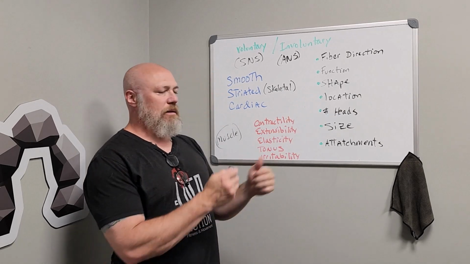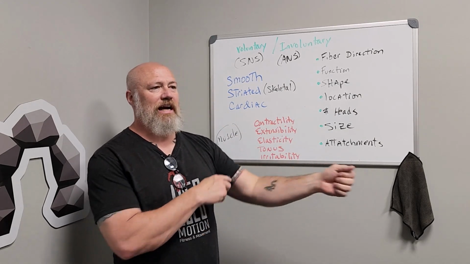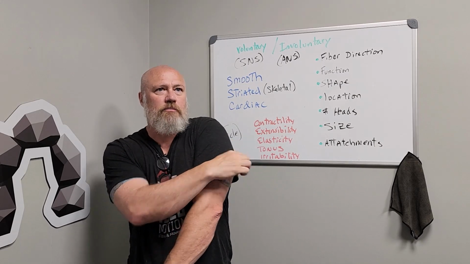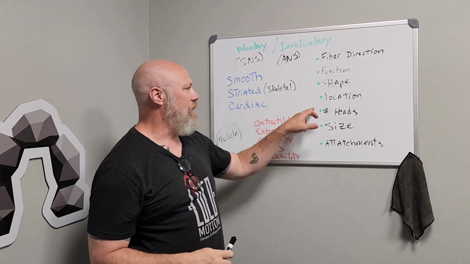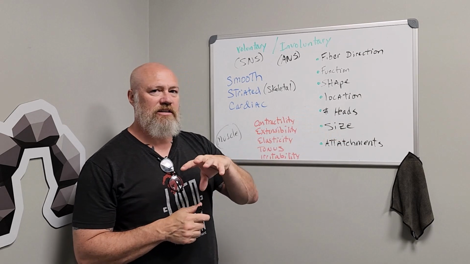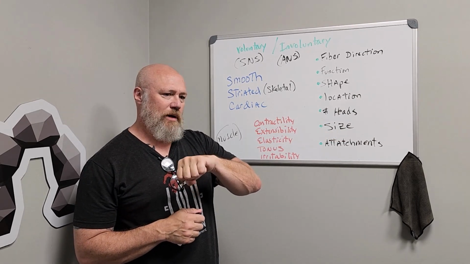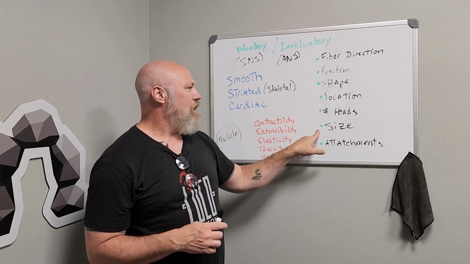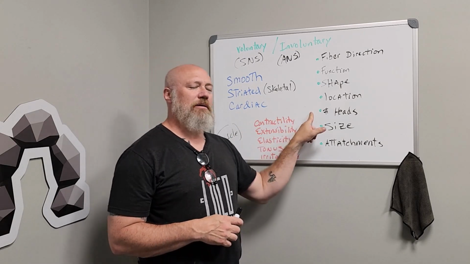Number of heads. Let's just keep picking on biceps brachii. I have a two-headed muscle. I also have a triceps brachii, a three-headed muscle. Heads being the tendinous, the termination of the contractile element of the muscle into a tendon that's attached to bone. And then, which I should make a mention of that right now.